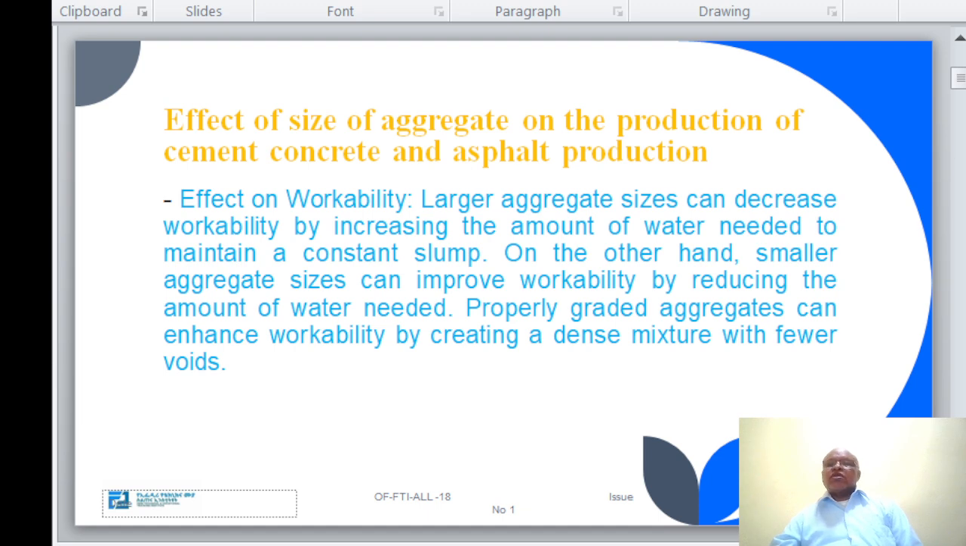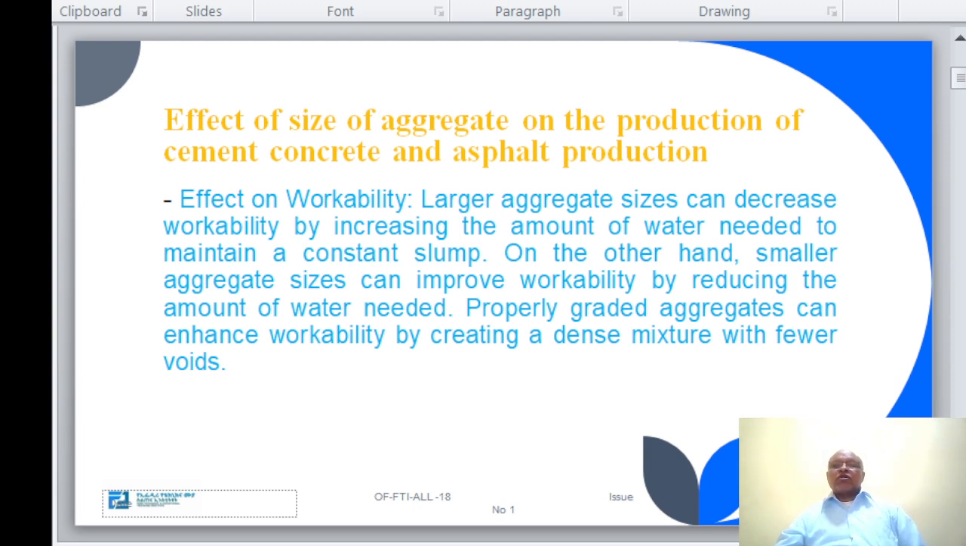Let's see the second effect, size of aggregate on the production of cement, concrete, and asphalt production. When it comes to producing high quality concrete and asphalt, one crucial factor that must be considered is the size of the aggregate being used. Aggregates are the fundamental materials in both concrete and asphalt production, and their size directly impacts the strength, durability, and overall performance of the final product.